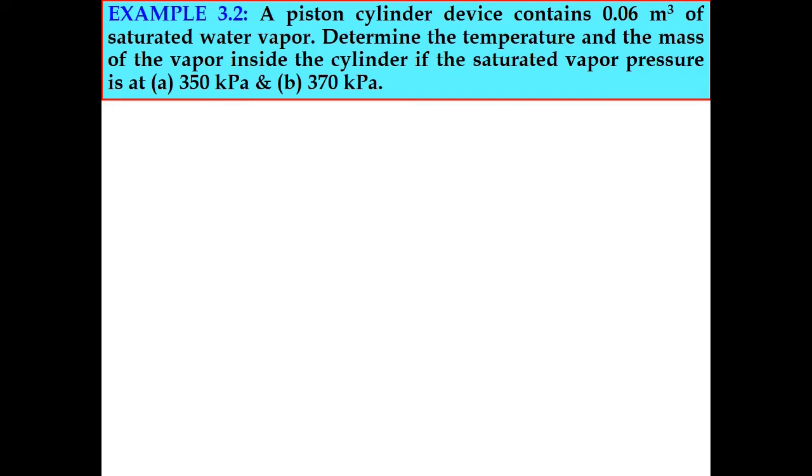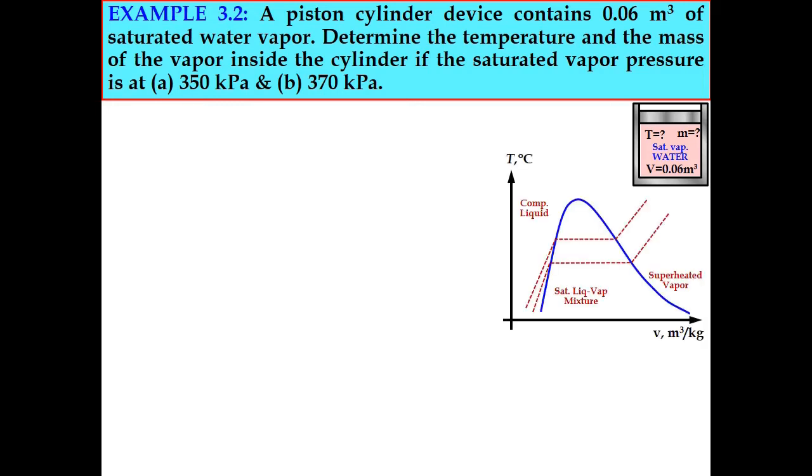Okay, so the system involves a piston cylinder device, and the total volume is 0.06 meter cubic, and the phase of the water is saturated vapor. So now you need to determine the temperature and also the mass. The temperature actually refers to the saturated temperature because now the phase is saturated water vapor. Okay, so now try to draw a simple schematic diagram. Put whatever data given, as shown in the slide. And also we can use the T-v diagram to describe the process.